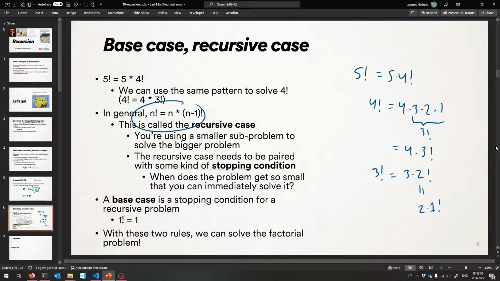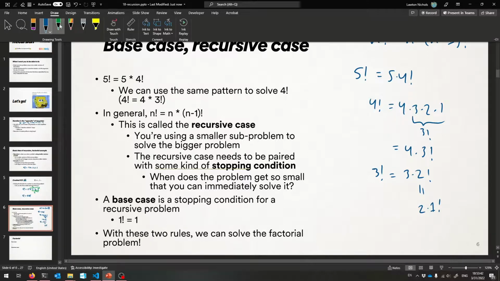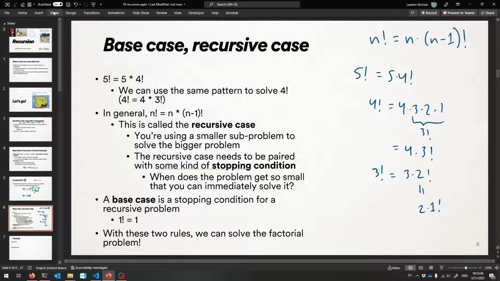So in general, n factorial is equal to n times n minus 1 factorial. Isn't that neat? So this is called the recursive case for the problem. This is where you're using that smaller answer to build up the bigger solution. I hope that makes enough sense. Do yell at me if it does not. This is called a recursive case.